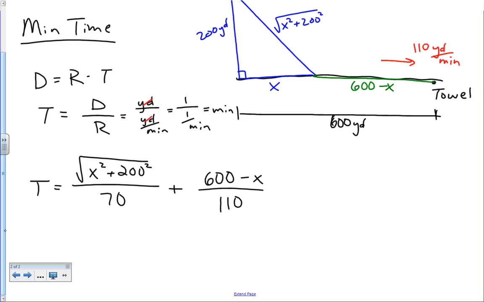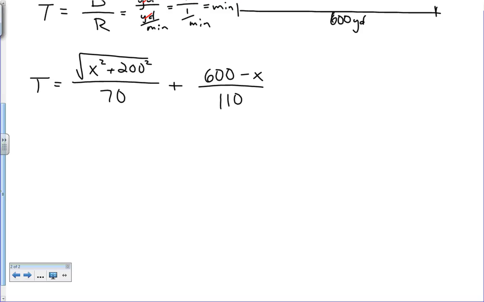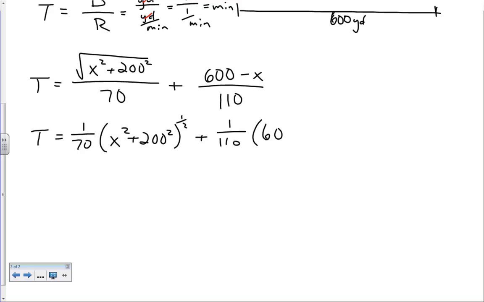So this is my equation for how much time it's going to take me. I should do two things here. First, get it in a form that I can easily take the derivative of. And then secondly, I need to find the domain for this thing. So let's rewrite this. I'm going to put the 1 over 70 out front as a constant. And I'm going to write this as x squared plus 200 squared to the 1/2 power. And then I'll write it as 1 over 110 times the quantity 600 minus x for the second part.